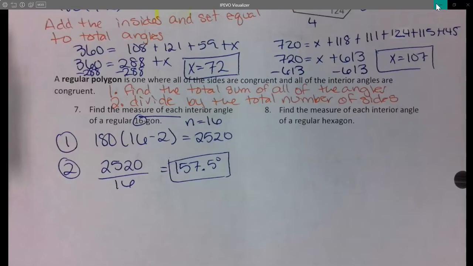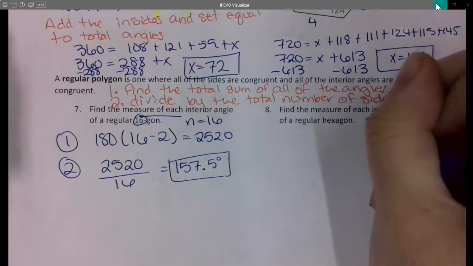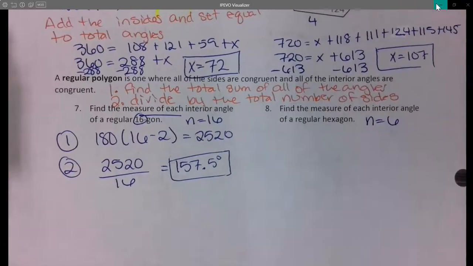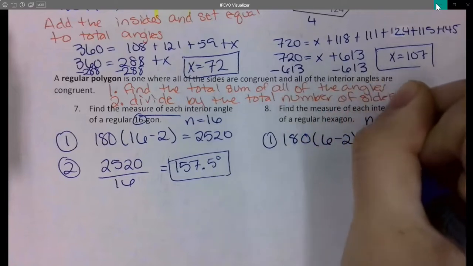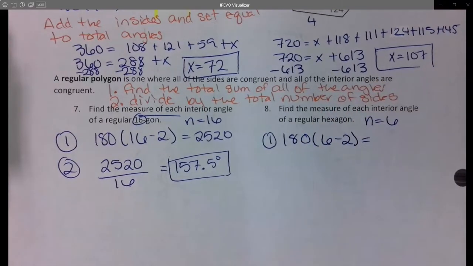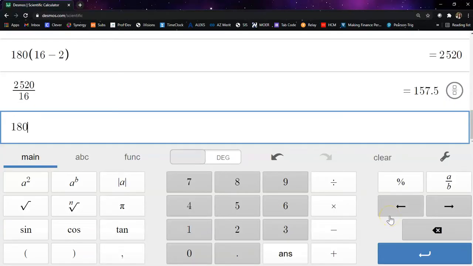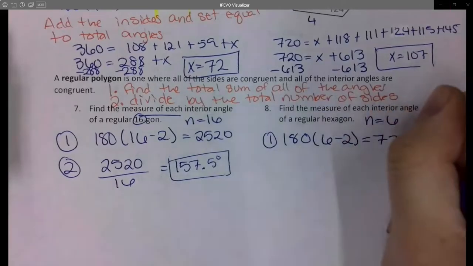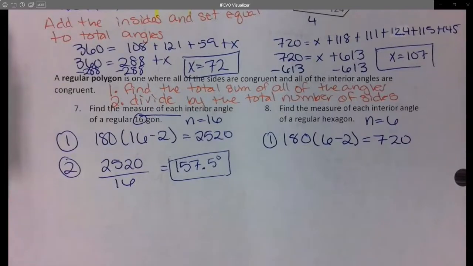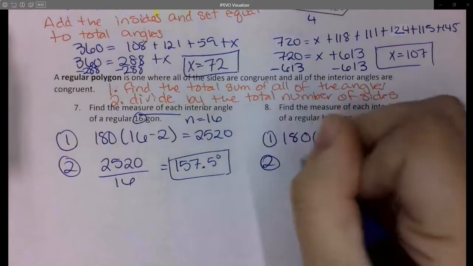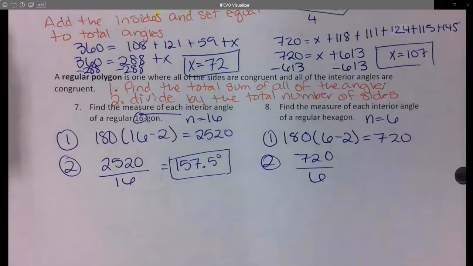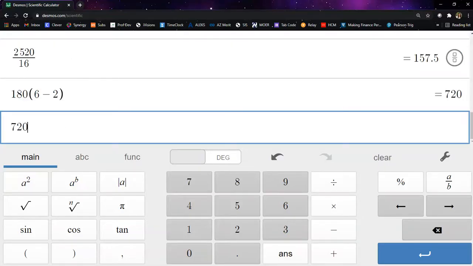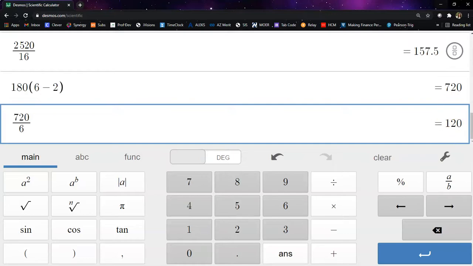I want to do the same thing for number 8. It tells me it's a regular hexagon. Remember, hexagons have 6 sides. And then I plug into the formula. So I'm going to have 180 times 6 minus 2. I plug that into Desmos, which gets me 720. Then for my second step, I'm going to take the 720 and divide by 6, which gets me 120.